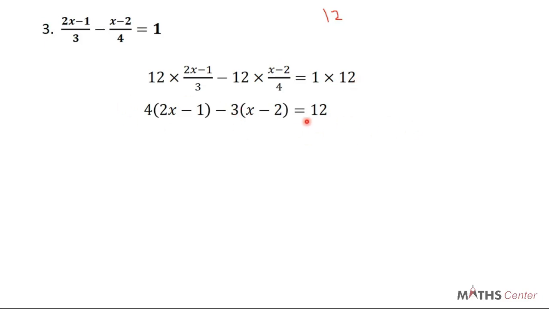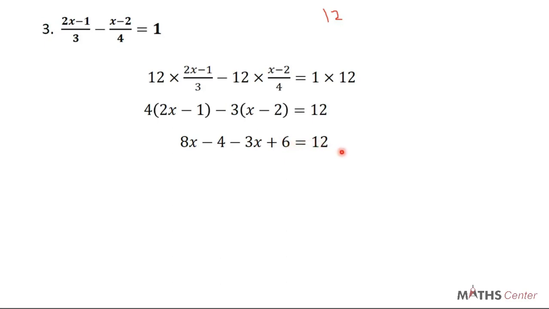So you can see from here that the question did not have a bracket, but we had to introduce the bracket so that we'll be able to solve the question. Okay, so we have the bracket here, so we expand the bracket. 4 times 2x will give us 8x. 4 times minus 1 will give us minus 4. 3 times x, minus 3 times x, will give us minus 3x. Minus 3 times minus 2 will give us positive 6, is equal to 12.